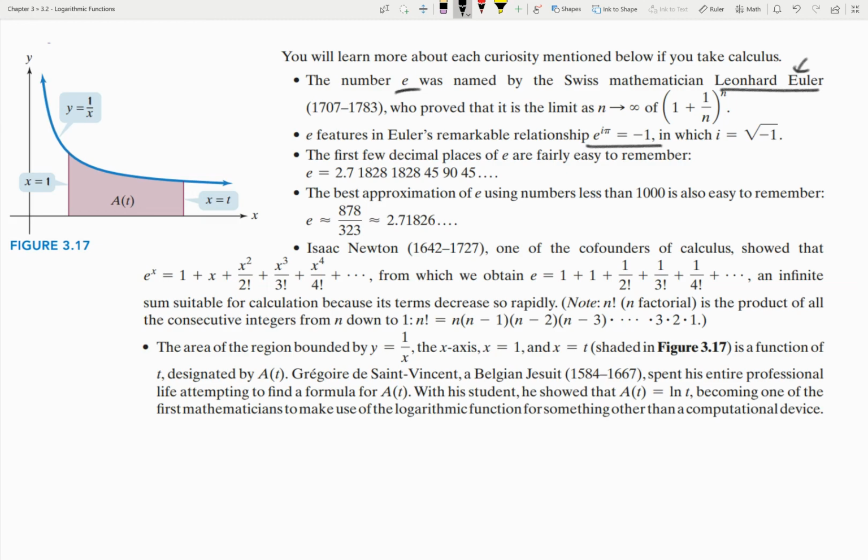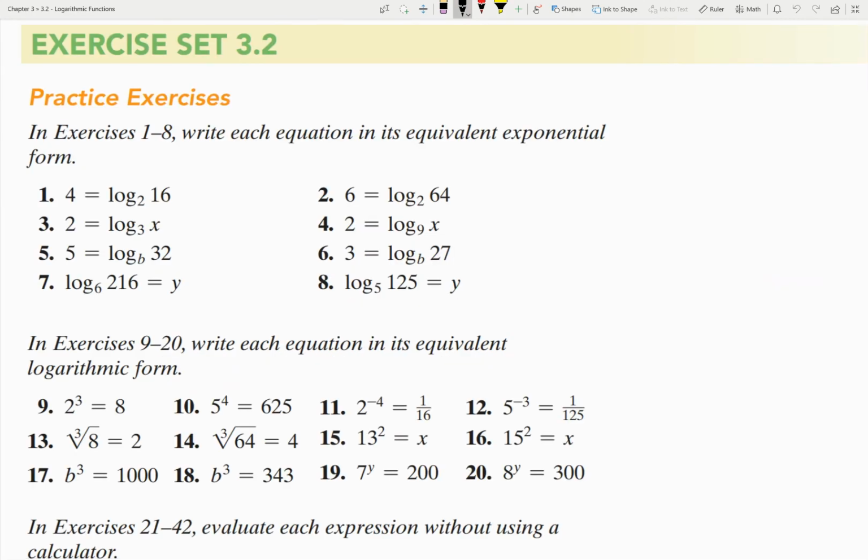Newton showed these relationships with the infinite sums, and of course area under the curve, which is something that is used in calculus all the time. It can be shown with natural logs, and it's actually the first time a mathematician used logarithmic functions for something other than just computing numbers, to actually find some area underneath the curve. Okay, so that was section 3.2, logarithmic functions.